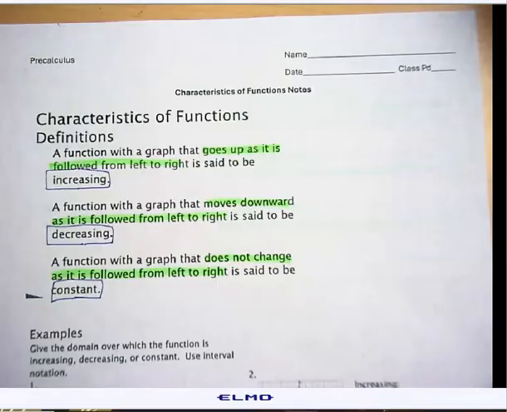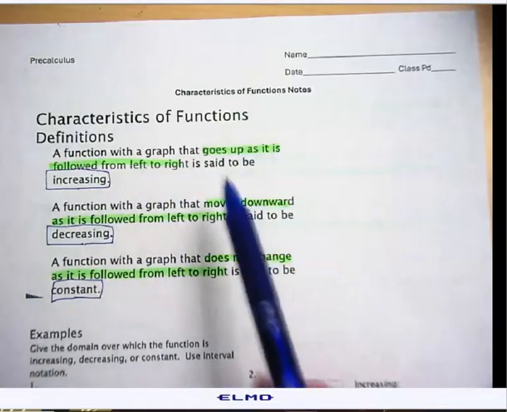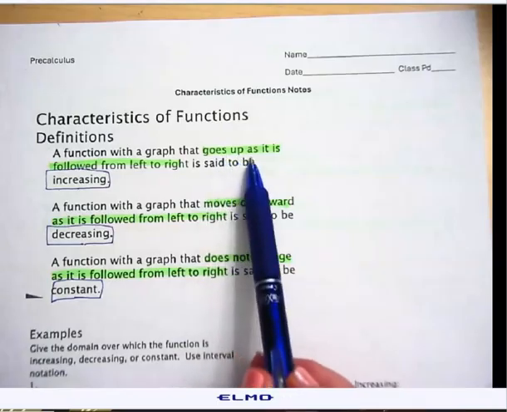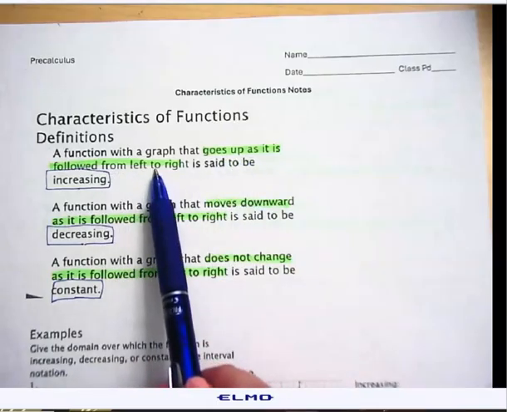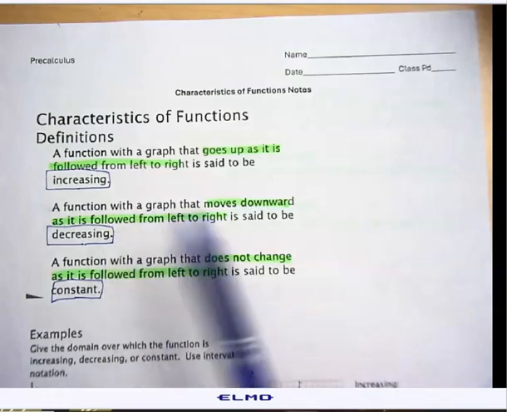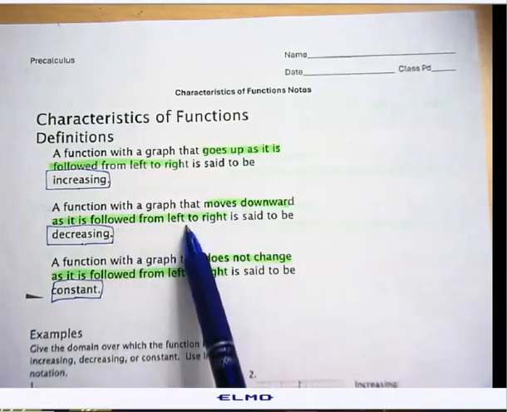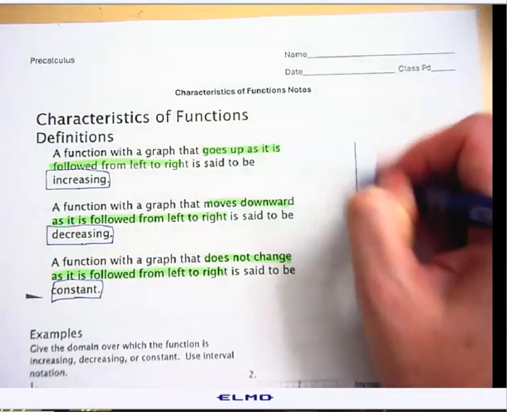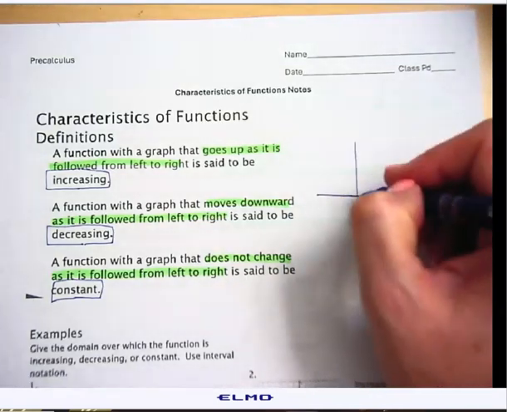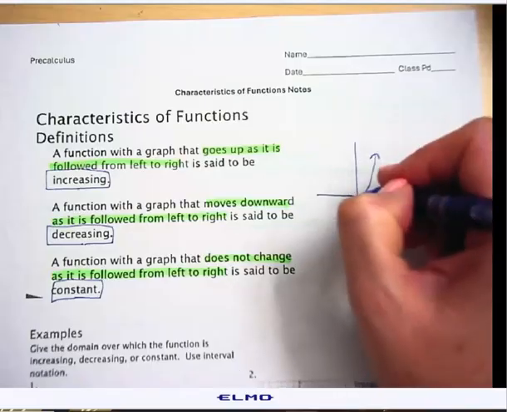So we say that a graph is increasing when it goes up as it is followed from left to right. It's decreasing if it moves down as it is followed from left to right. So that might be a little confusing. So let's talk about why we're making this distinction. Let's say I have a parabola.